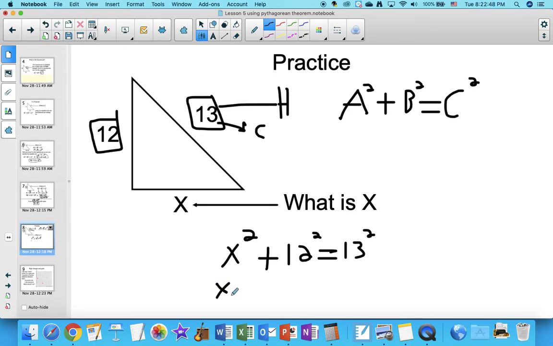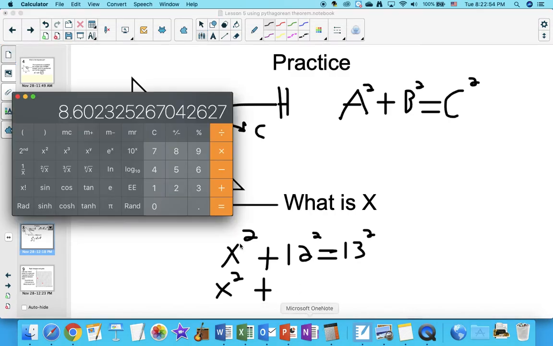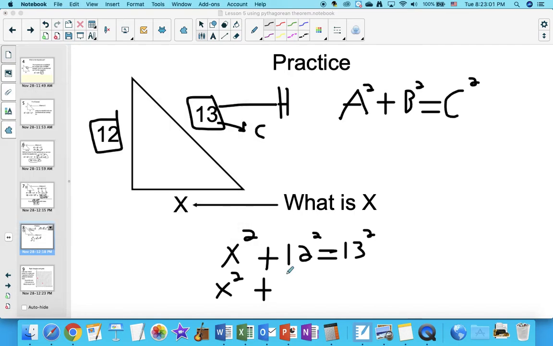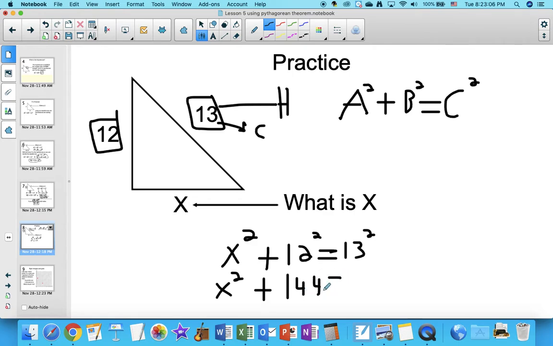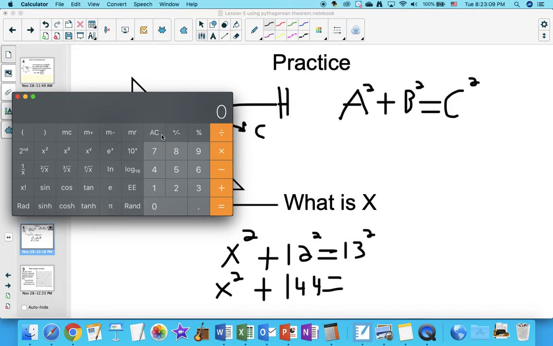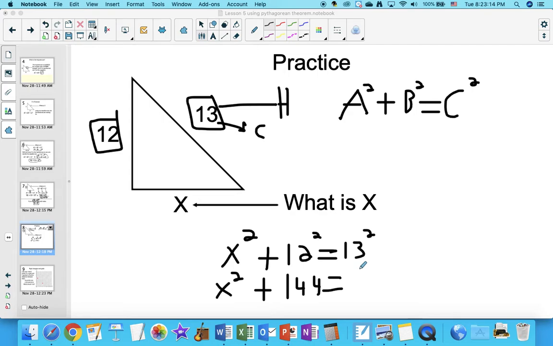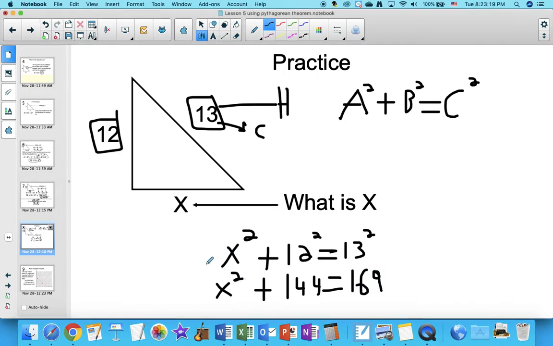So I can't do anything to the x squared, so I go x squared, right? Plus, well, 12 squared is 144. Double checking, 12 times 12. As you know, squaring a number is multiplying by itself. So it's 144, right? And then I get 13 squared. All right, 13 times 13, 169. So now I know a number squared plus 144 is 169.